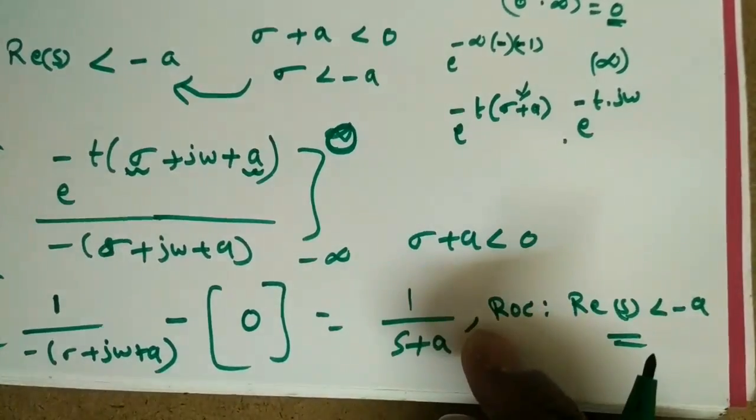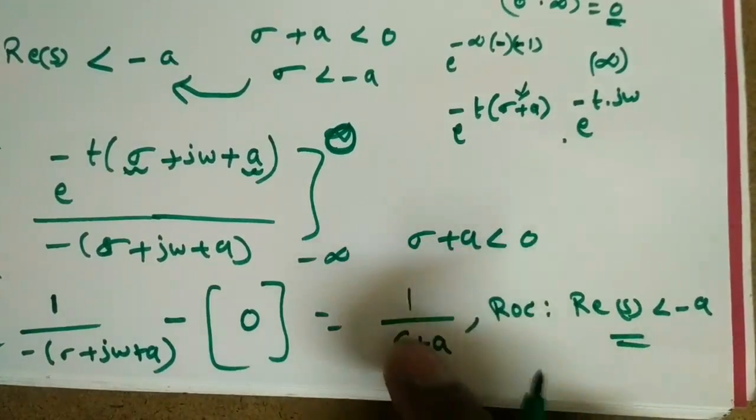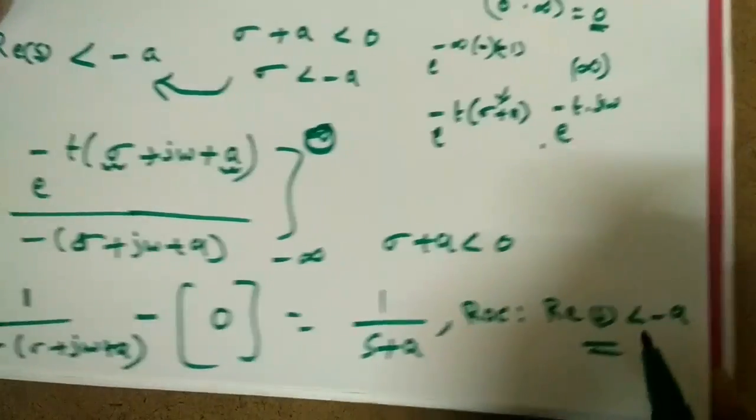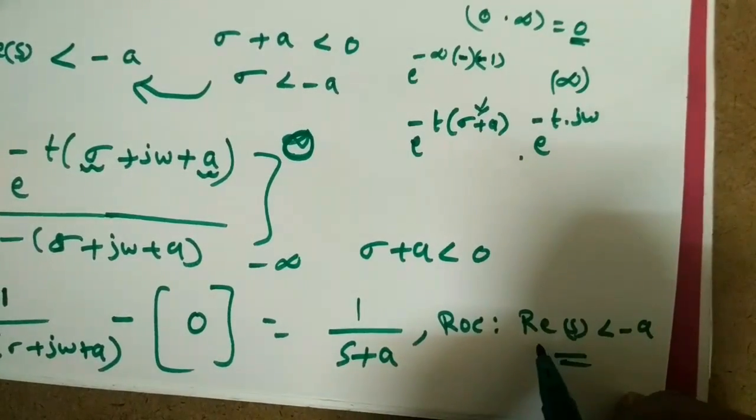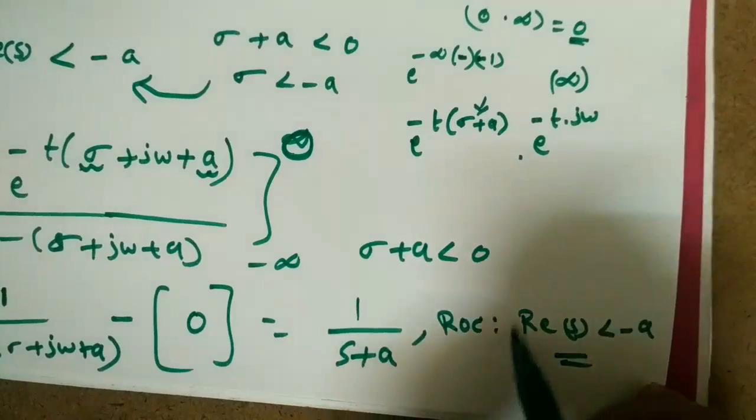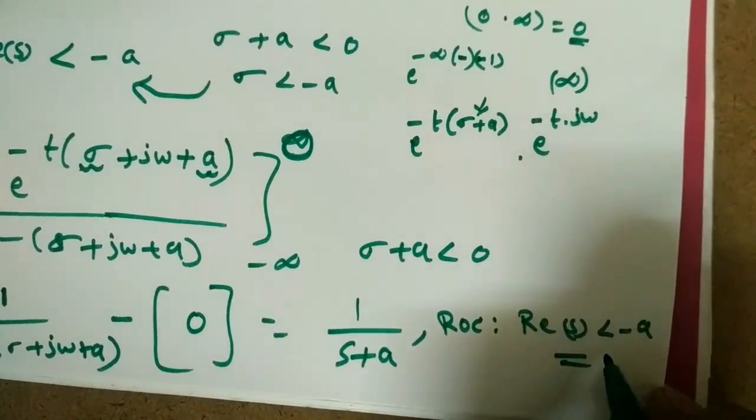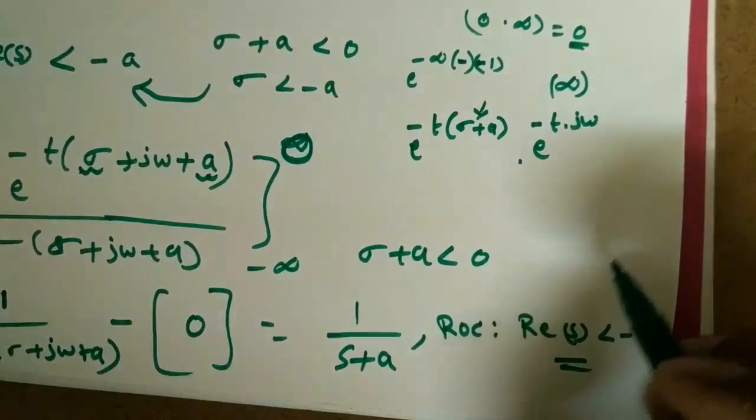If we compare this one and the previous one, the Laplace transforms are the same, but only the ROC is changing. Previously we got real of s is greater than minus a, now we are getting real of s is less than minus a. That is the only difference, right?